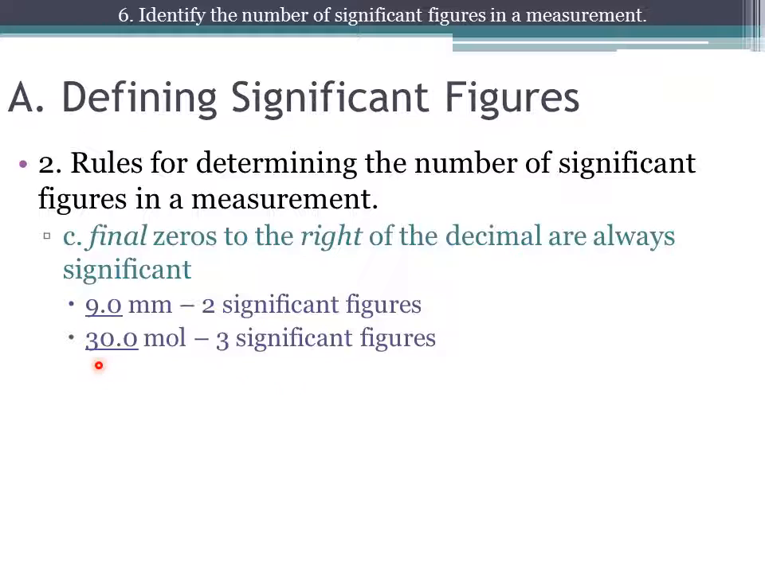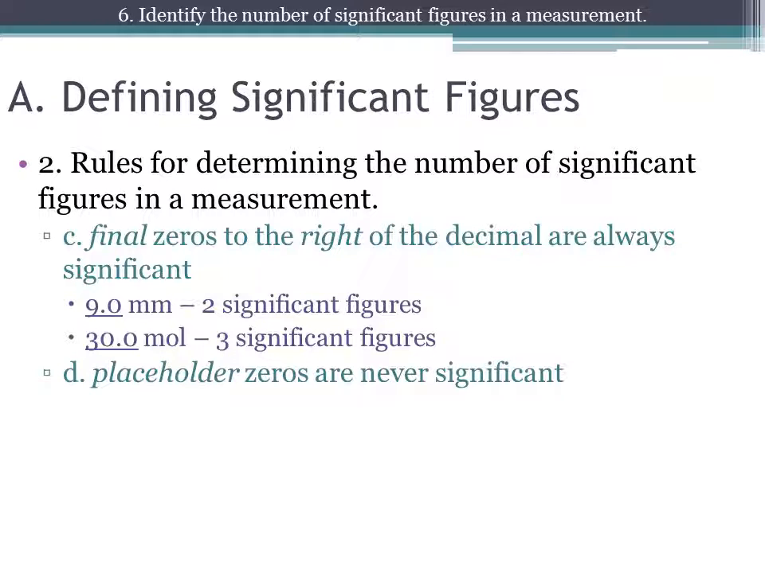Here we have 30.0 moles. That last zero is a final zero to the right of the decimal. That makes it significant. So the zero in the middle is also significant because, as we just learned from the previous rule, there can't be a non-sig fig between two other sig figs, so there are three sig figs there. Now recall that these zeros that we put on the end are there to show that we've estimated that digit. They're not there just because we have to, or just because we choose to put them there to make our answer look better. They're there because we estimated those zeros, and that's what makes them significant.